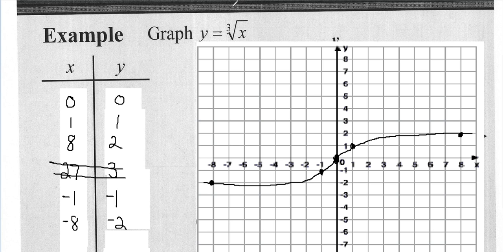So this is a graph of a cube root. And there you have it. Notice the numbers I picked, though. I couldn't go very far, though, could I? But I can still draw this within reason. Okay.